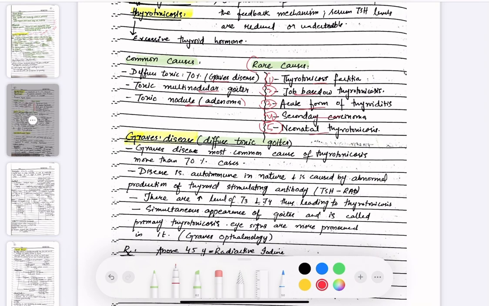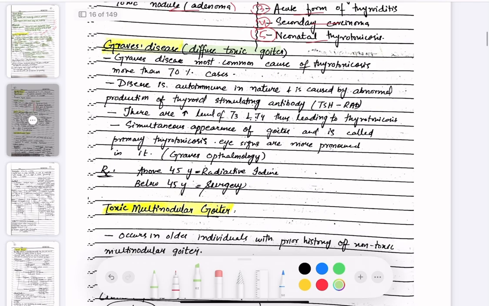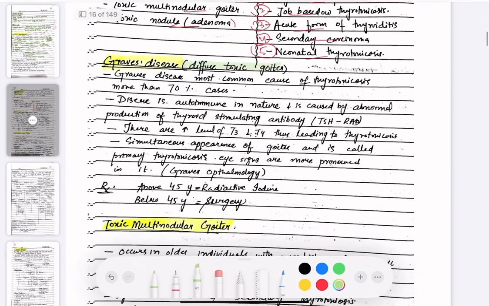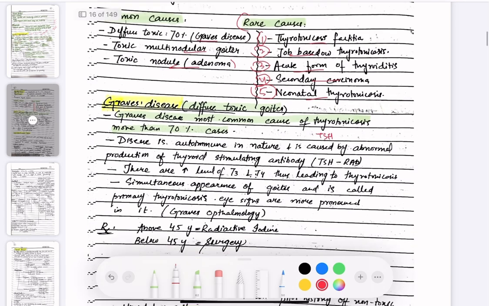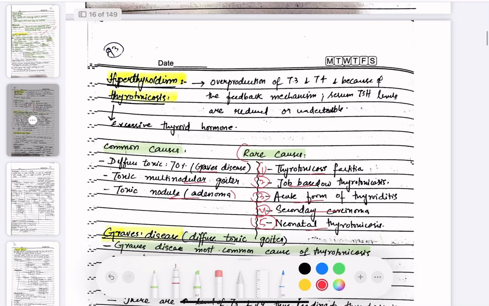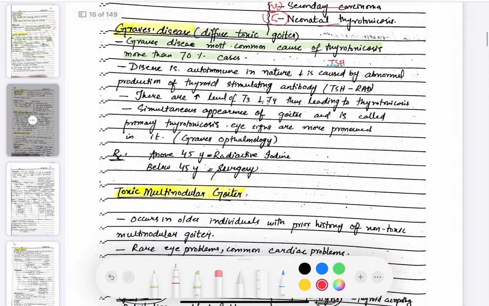Now coming towards Graves' disease. Graves' disease is the most common cause of thyrotoxicosis, more than 70% of cases. In Graves' disease, the TSH is low and the T3 and T4 levels are high.